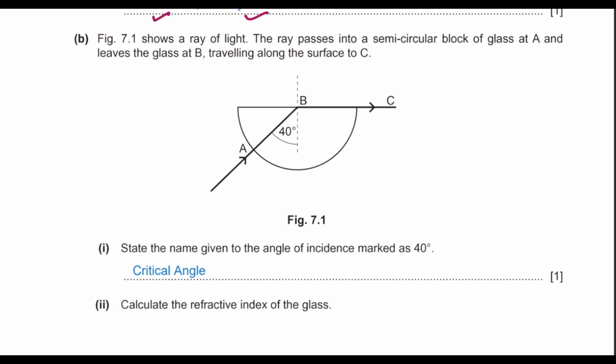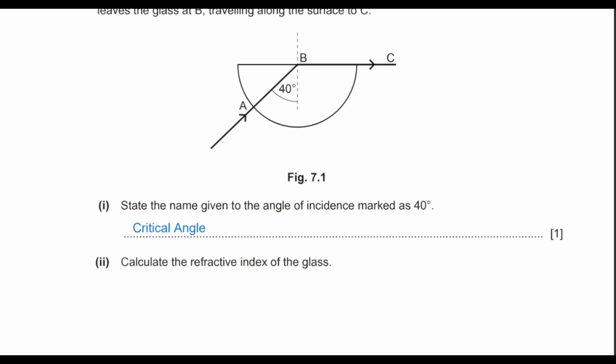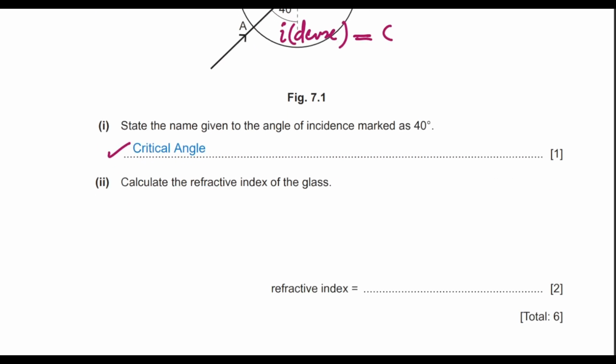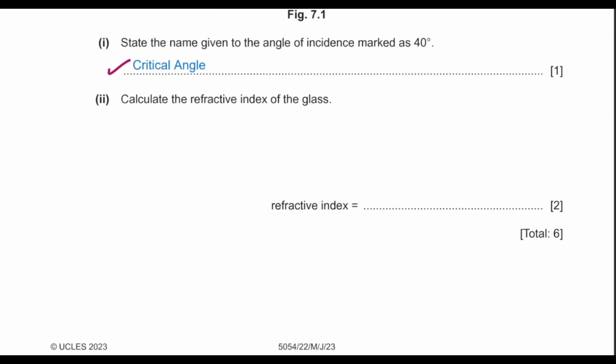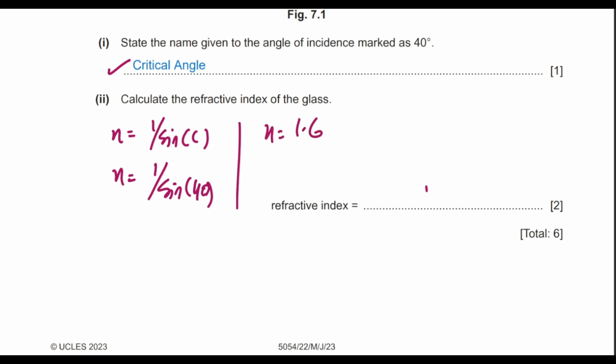The diagram shows a light ray passing through the semicircular glass block, and this is a common question. He says name the angle 40 degrees. So this is actually an angle of incidence in the dense medium, which causes an angle of 90 degrees in the rarer medium. Then this angle of incidence is named the critical angle. So calculate the refractive index. The refractive index is equal to 1 over sine of C, the critical angle. So n equals 1 over sine of 40. When you calculate this, n comes out as 1.6 up to two significant figures.